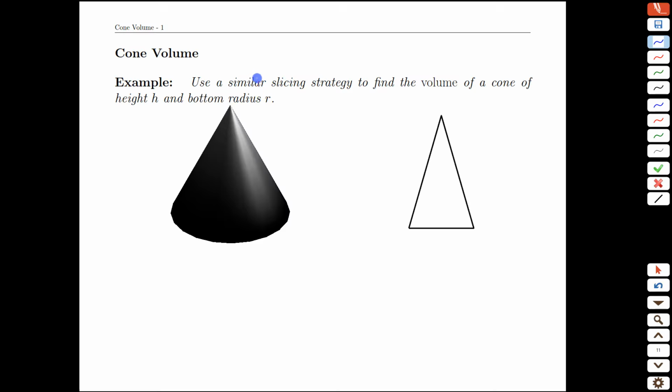In this video, we're going to use a similar slicing strategy to find the volume of a cone of height h and bottom radius r. Adding those to the diagram here, it's important to recognize right off the bat that these are constants. The radius r and the height h are constants.